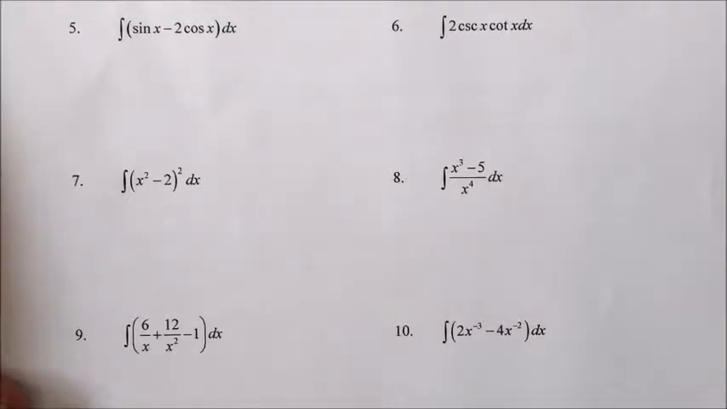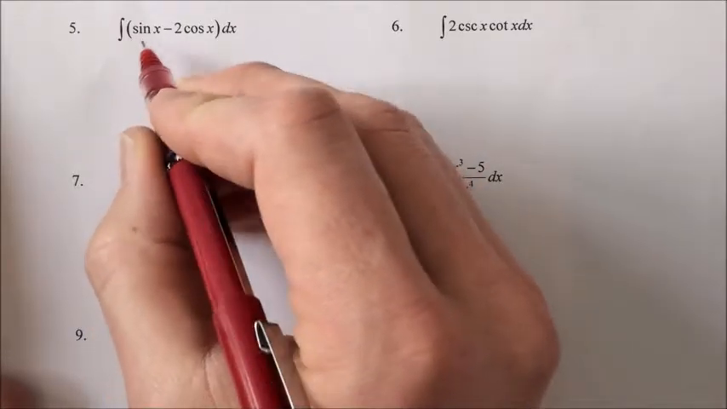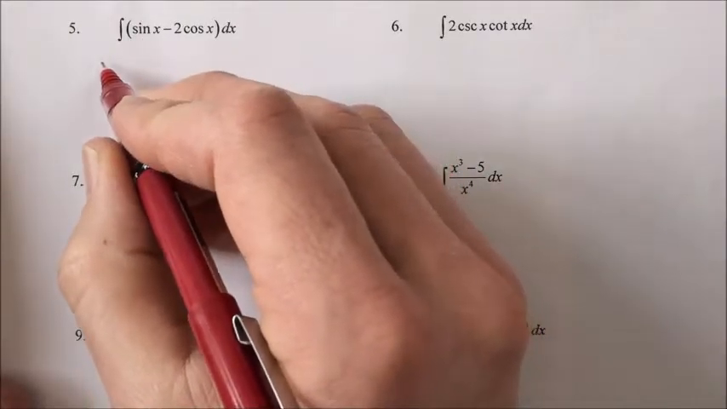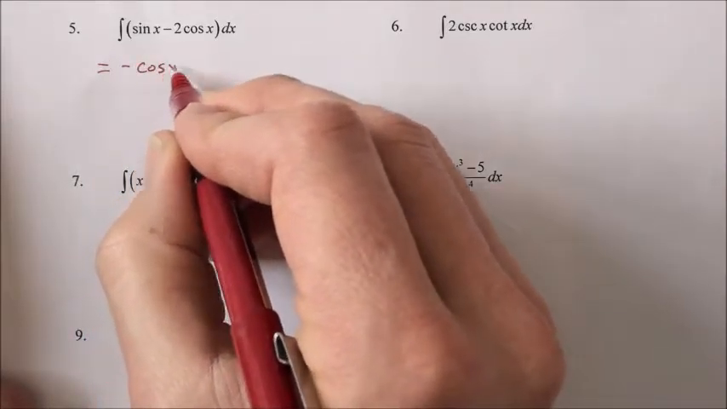Here we go with the next 4 problems. We're getting into our trigonometry. This is the difference of trig, so we can antiderive them one piece at a time. The antiderivative of sine is the opposite of cosine.